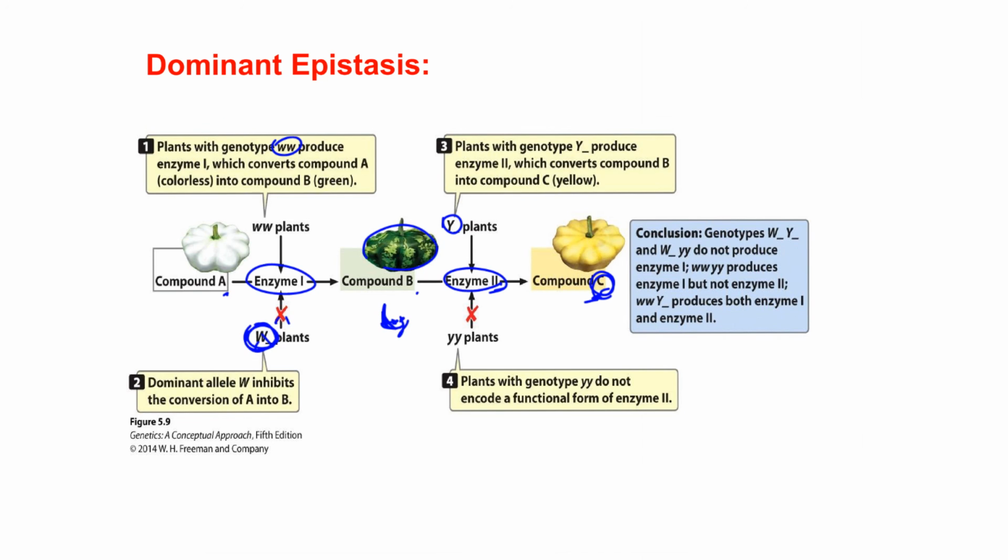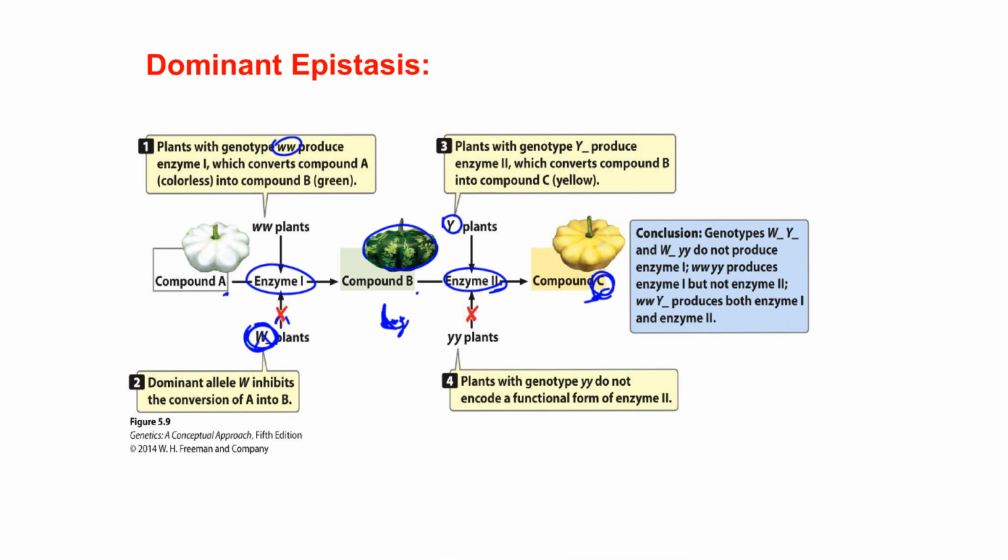Those plants which are homozygous recessive for W, so there are no inhibitors, can be either yellow or green. They will be green if there is no presence of enzyme 2, which would convert compound B into C. They would be yellow if there is enzyme 2. It means if there is at least one dominant allele which would encode enzyme 2, compound B would be converted to C and the squash will be yellow.